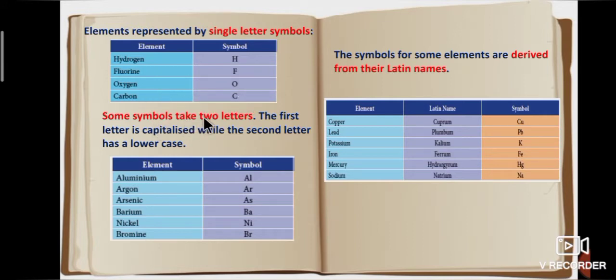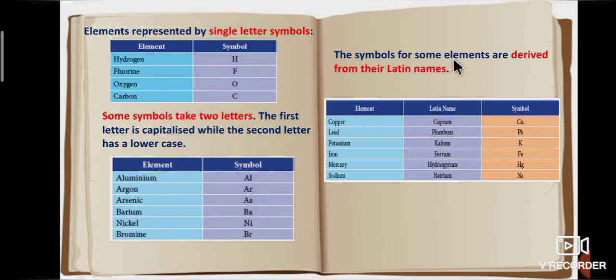Some symbols take two letters. The first letter is capitalized while the second letter is lower case. Example, aluminium is represented by capital A and small l. Argon, capital A and small r. Arsenic, capital A and small s. Barium, capital B and small a. Like that, nickel, capital N and small i. Bromine, capital B and small r. These are the symbols that take two letters.